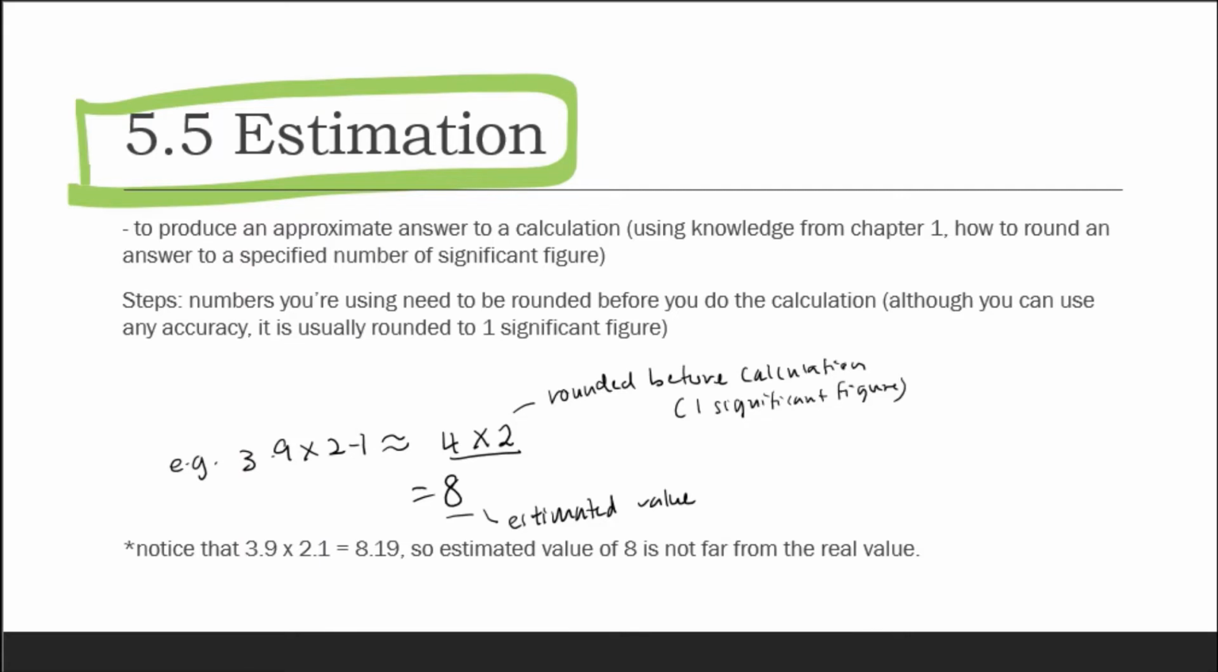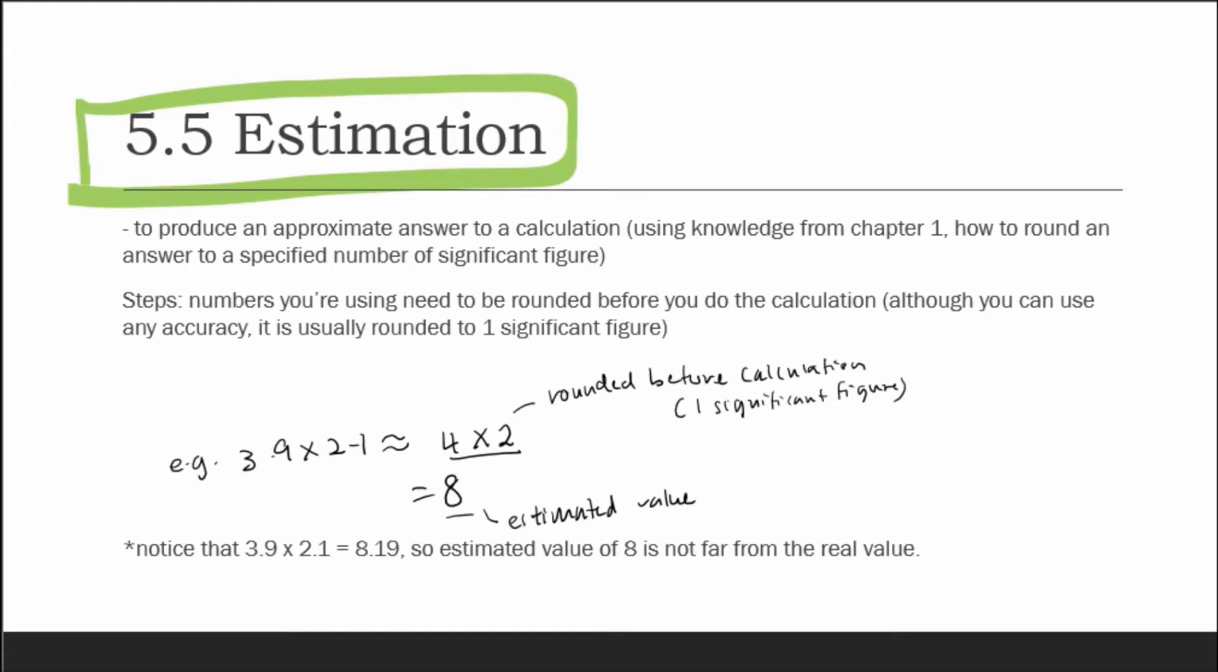The last subtopic, estimation. To produce an approximate answer to a calculation, use knowledge from Chapter 1, how to round an answer to a specific number of significant figures. The step is that the numbers you are using need to be rounded before you do the calculation. Although you can use any accuracy, it is usually rounded to one significant figure.